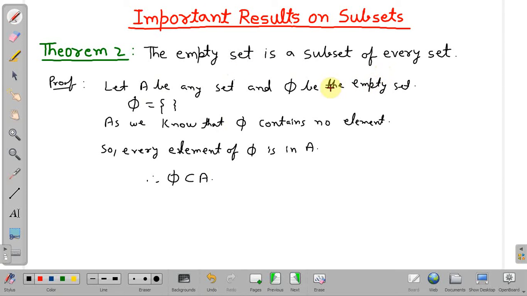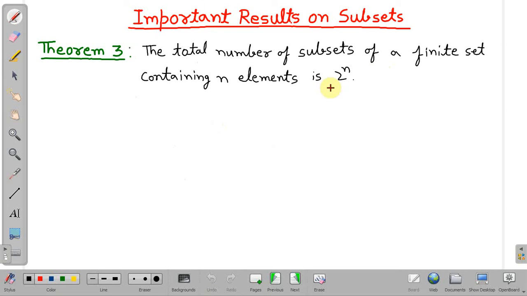Next theorem is the total number of subsets of a finite set containing n elements. The total number of subsets of a set containing n elements is 2 to the power n. So how can we prove this? Here we need to use the binomial theorem and combinations. So you need to be aware of that topic also. Suppose A is a finite set containing n elements.